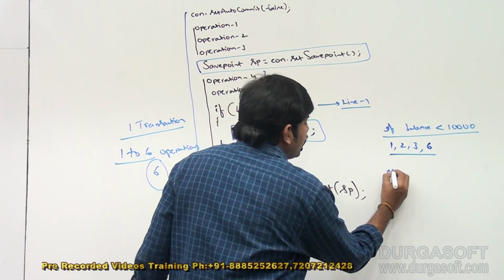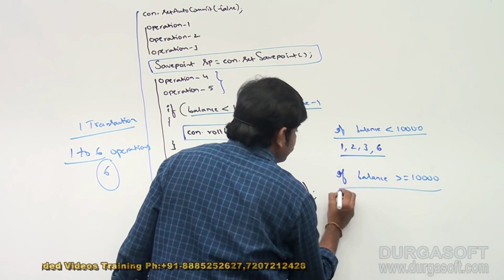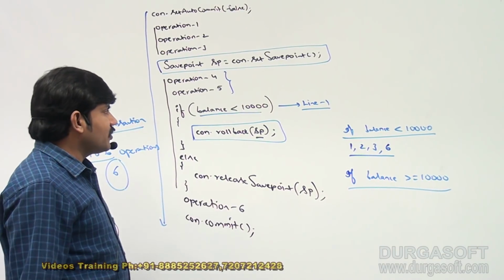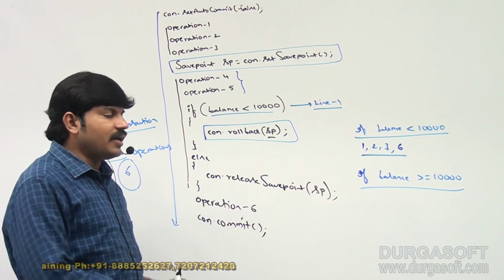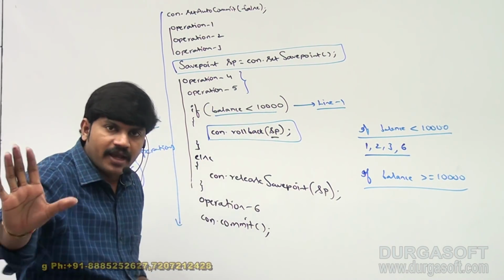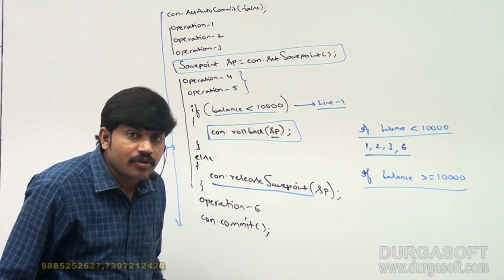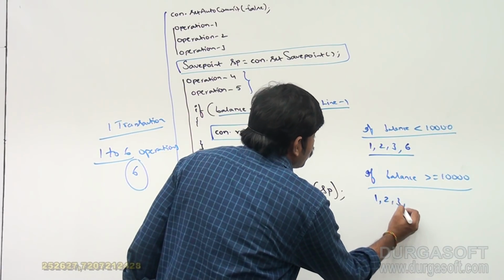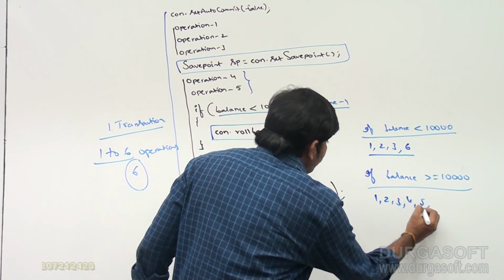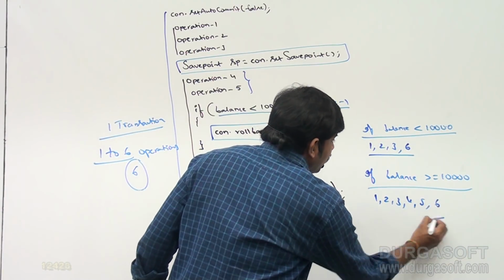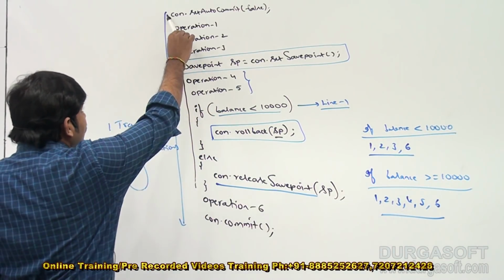Assume the balance is greater than or equal to 10,000. This condition fails, so we are not required to roll back. The else part is going to execute, release the save point. Then which operations will be performed? 1, 2, 3. Is 4 and 5 required to be considered or not? Yes, 4 and 5. And then normal continuation, 6 followed by the commit operation, right? So take a bit very special care within the transaction.